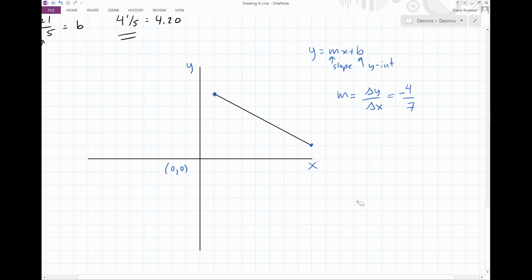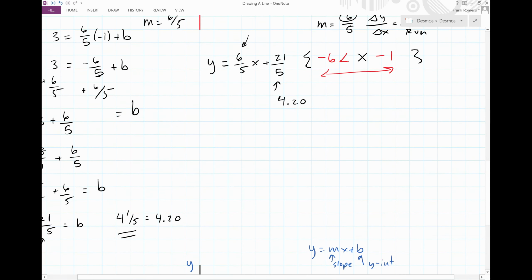And if we look at this line from left to right, if we see it this way, then we would have to start over here on the left and then go this way to the right. And what's happening? We are going down, right? Kind of strange, isn't it, by just looking at it.